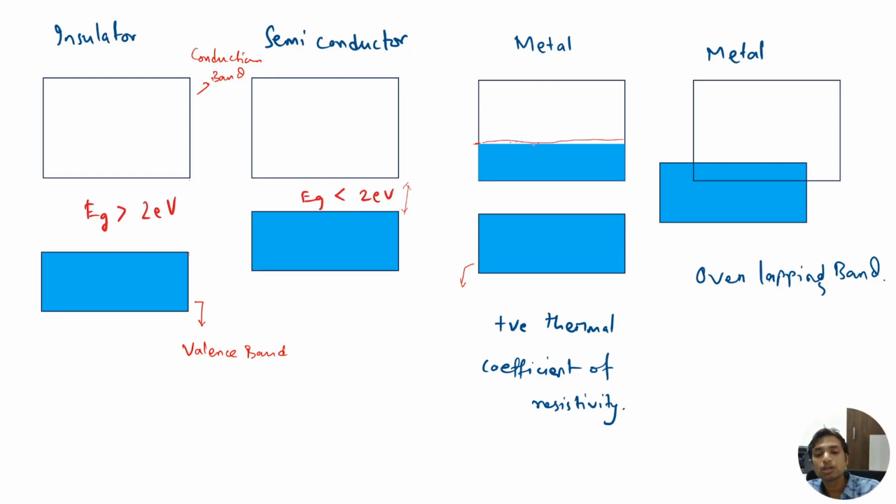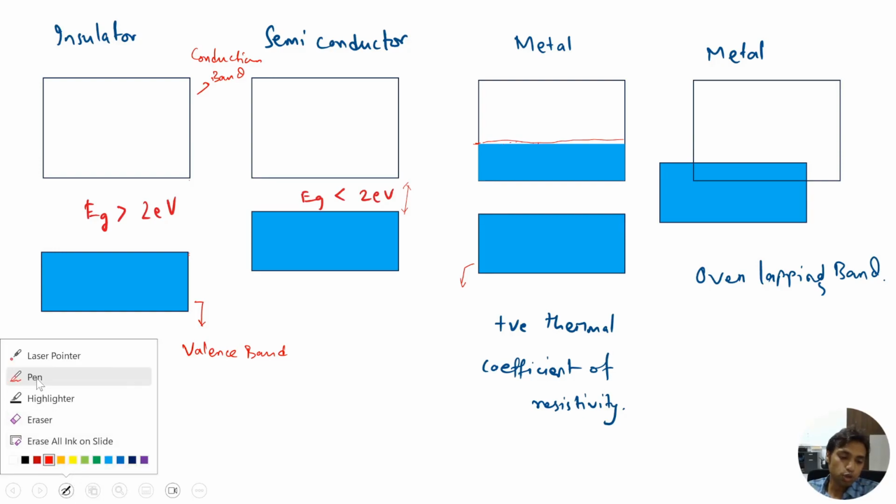But here, without any such big energy jump, they can easily get excited to the next energy levels. This is the case of a metal, where one of the bands is half filled or incompletely filled. There can also be a situation in which one band is overlapping with the other band.